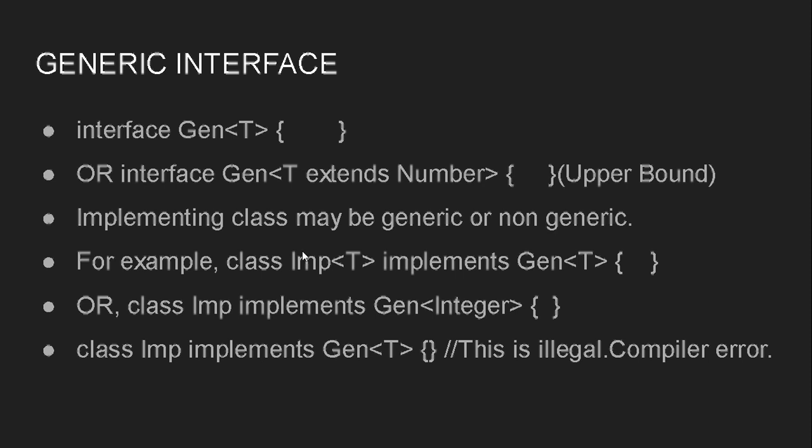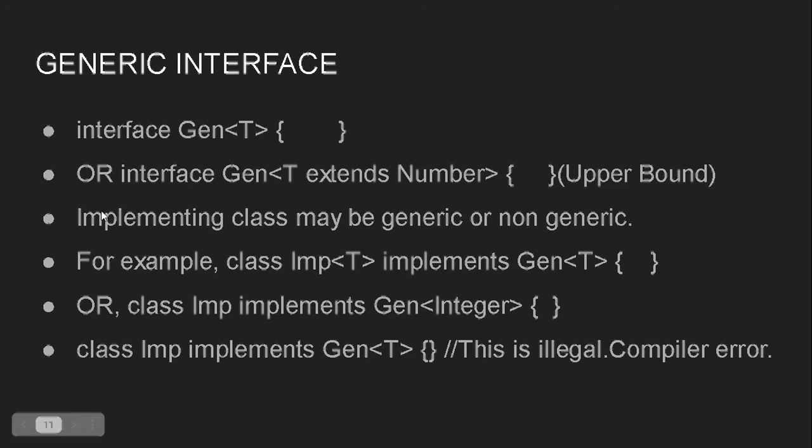Then after that, obviously, interface means a class has to implement this particular interface. At the implementing class, it may be generic, it may not be generic. It is not mandatory that the implementing class has to be generic. It is completely optional. It is up to the logic of the programmer, whatsoever he wants to do. If he wants, he can create a generic class, otherwise he can create a non-generic class as well.